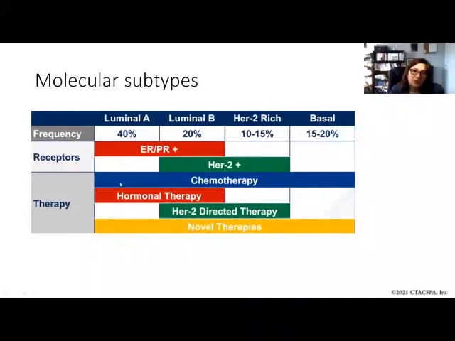Chemotherapy you can offer for all of those, and again, the luminal A subtype is the one that will benefit from an Oncotype because the others will get chemotherapy anyway: the HER2 positive ones, and the triple negatives will also get chemotherapy. Obviously, hormonal therapy only makes sense in patients who are ER/PR positive. Don't even bother offering that for these people. HER2-directed therapy similarly only makes sense in patients who have HER2 on their tumor cells, and then the novel therapies can be offered for all, most commonly in the clinical trial setting.